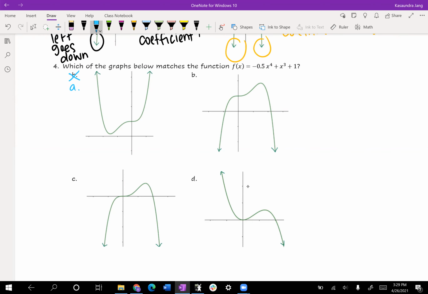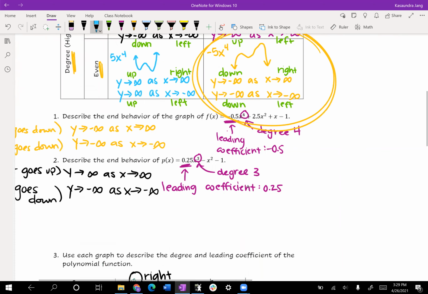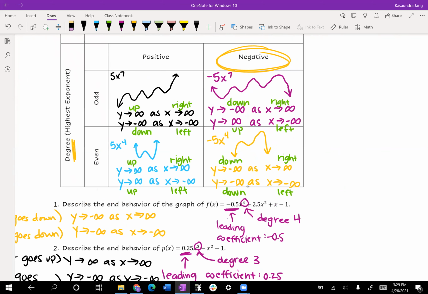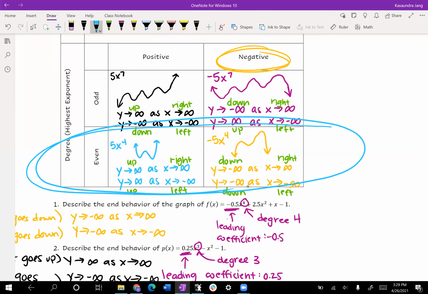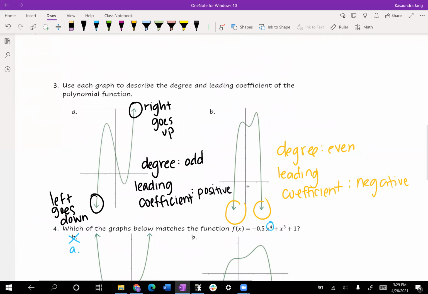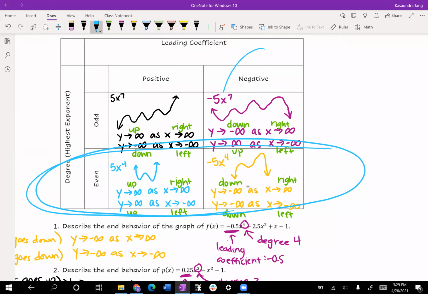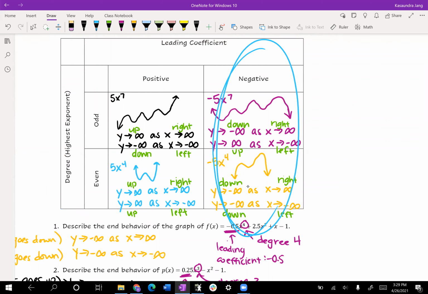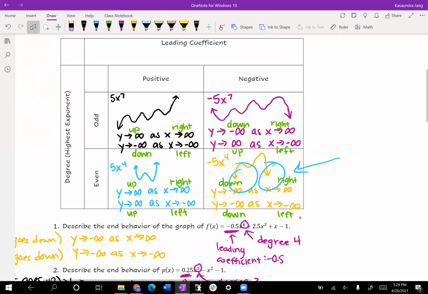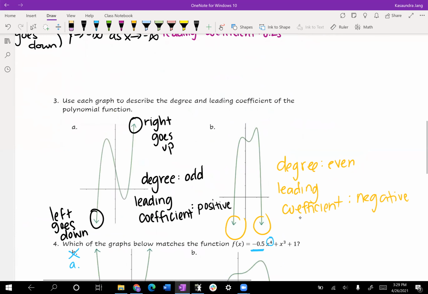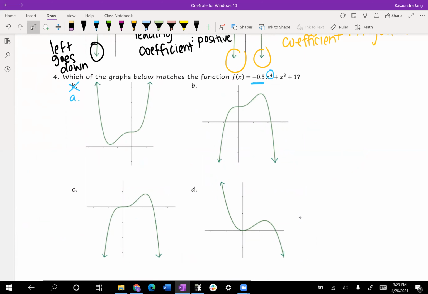First things first, I've got a degree 4. Degree 4 is an even number, so it's got to be one of these two. And then let's get the leading coefficient. The leading coefficient is a negative 0.5. I don't care about the 0.5, but it's a negative number. So with those two put together, it's got to be this kind of end behavior where both ends are going down. So let's look at which ones of these have both ends down. It looks like A is out, it has both ends going up. D is out, we got one up and one down. I'm supposed to have both ends down.